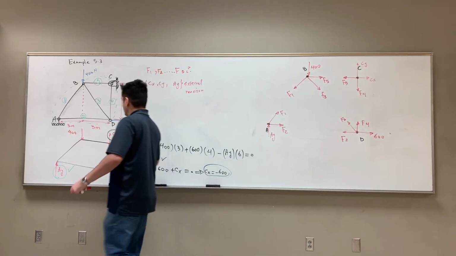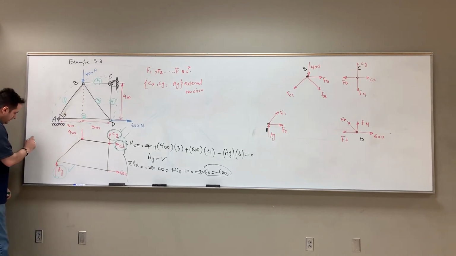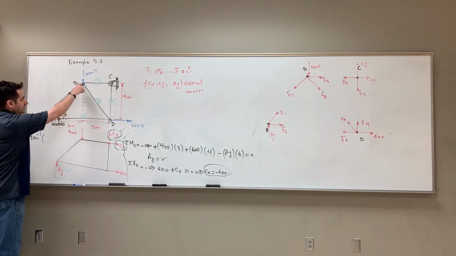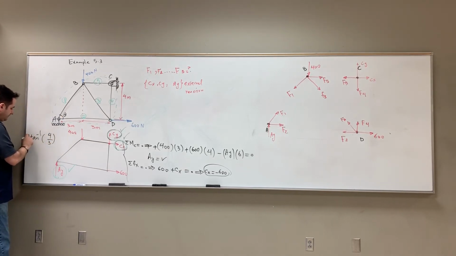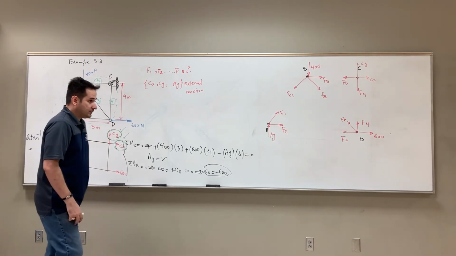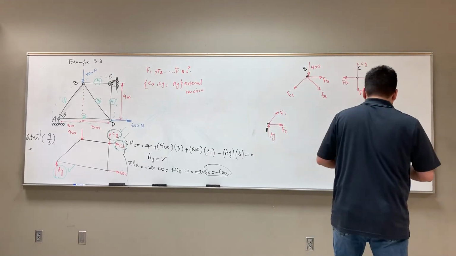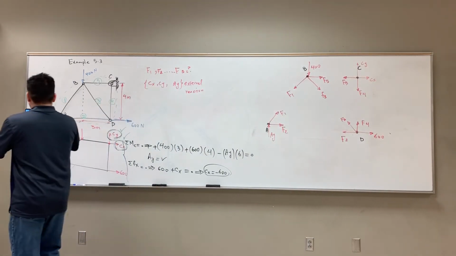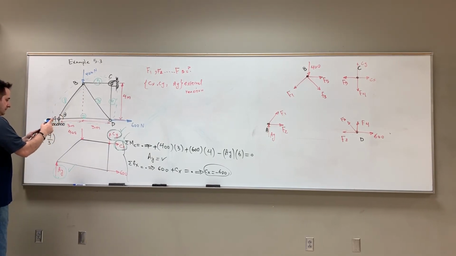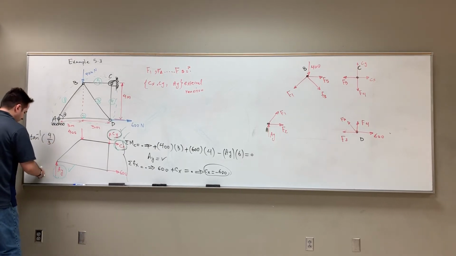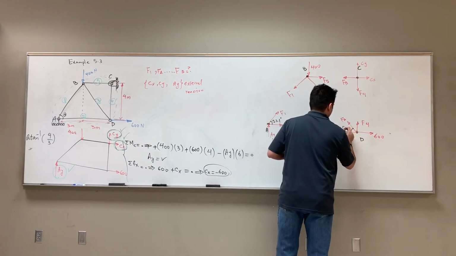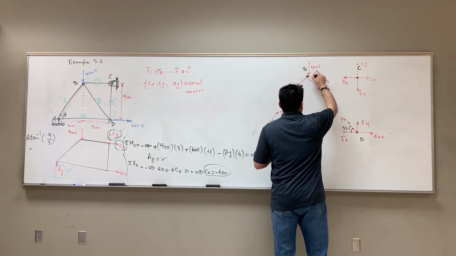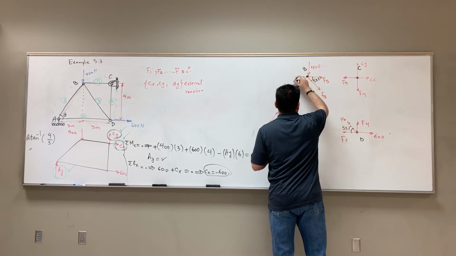So that's my FBD. This angle theta is arc tangent of this side over this side. This side is 4 over 3. So theta is equal to arc tangent of 4 over 3, which is 53.1. So this angle is 53.1, 53.1, 53.1, 53.1.